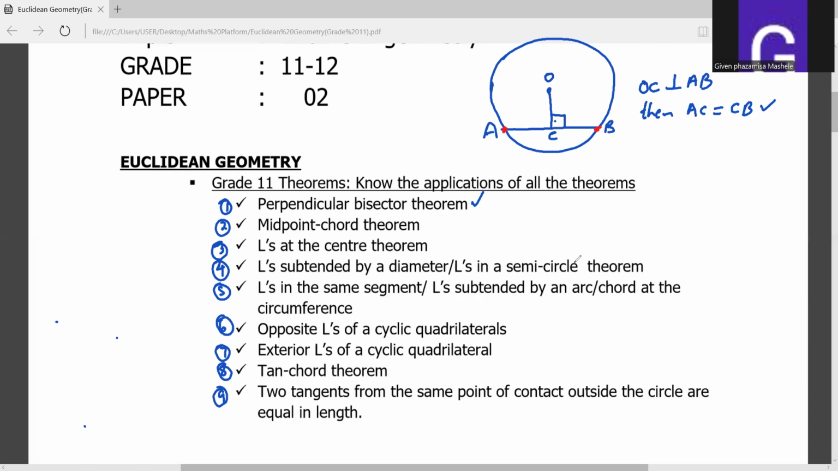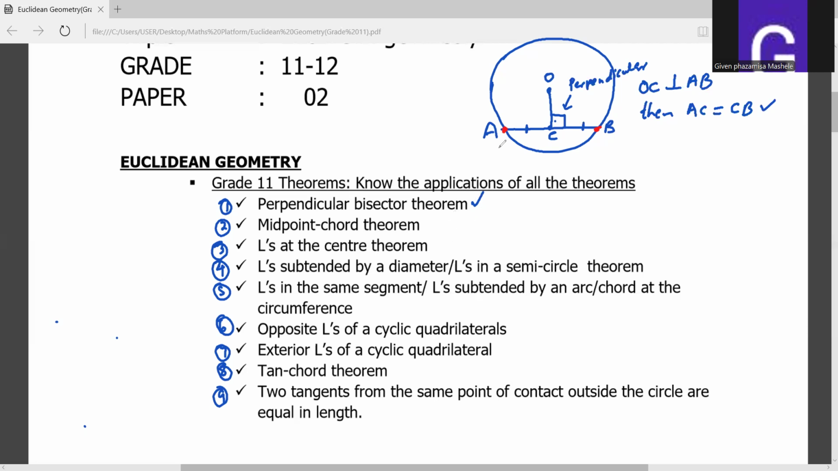Remember, this is true if a line is drawn from the center of the circle, and it intersects the chord, and where they intersect there's an angle of 90 degrees, perpendicular. Then it means that line bisects the chord, which means from A to C is the same as from C to B. That is according to theorem number 1.